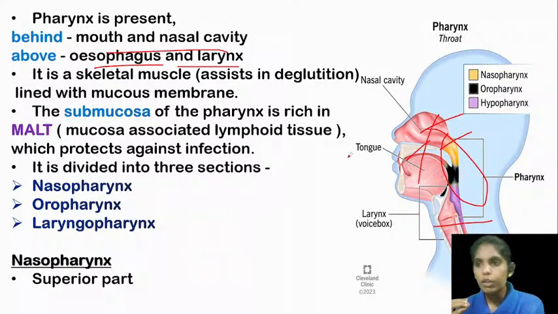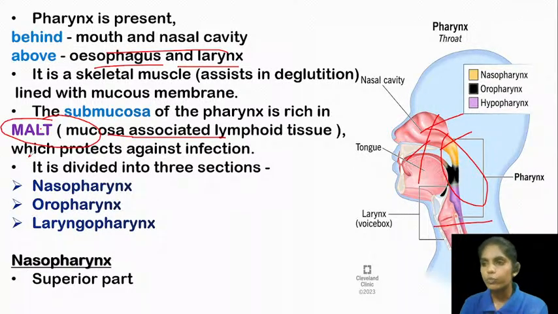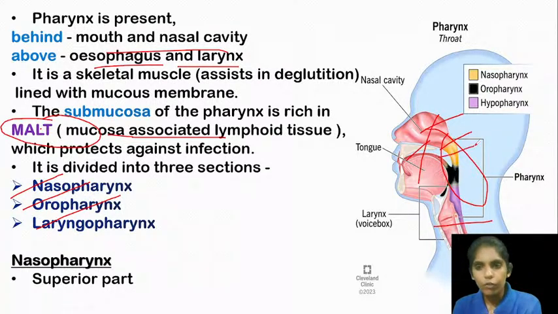And this mucous membrane of the pharynx is rich in MALT. MALT means mucosa associated lymphoid tissue. So what is the function of this lymphoid tissue? It will trap the bacteria and kill the bacteria. And the pharynx is divided into three regions: the nasopharynx, oropharynx, and laryngopharynx. So here, this is the nasopharynx, which has a connection with the nasal cavity. Oropharynx has a connection with the oral cavity, and at last the laryngopharynx.